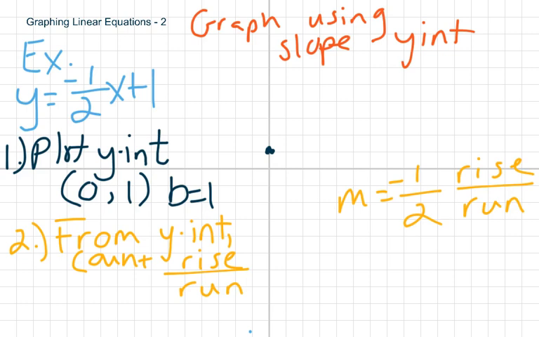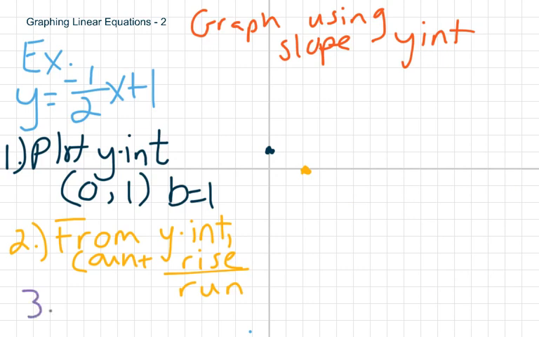So according to this, I am going to count down 1 and then to the right 2, starting from the y-intercept. I didn't turn on the pointer. So I'm going to count down 1 and right 2, and that is going to locate my other point. Ta-da! Step 3 is probably going to seem really silly to some of you, but just trust me, it's not silly because people don't do it.